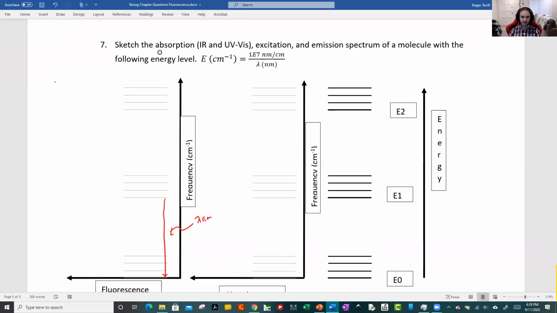Is it because it is relatively low energy, therefore longer wavelength? Yes, exactly right. Lambda EM is going to be about 1,000 nanometers. So it's actually near infrared, right? Or 10,000 wave numbers.